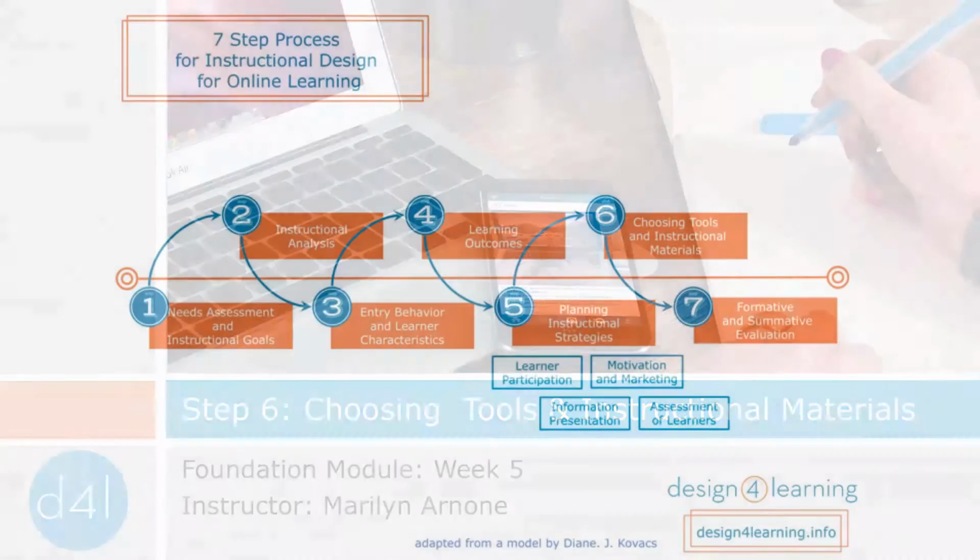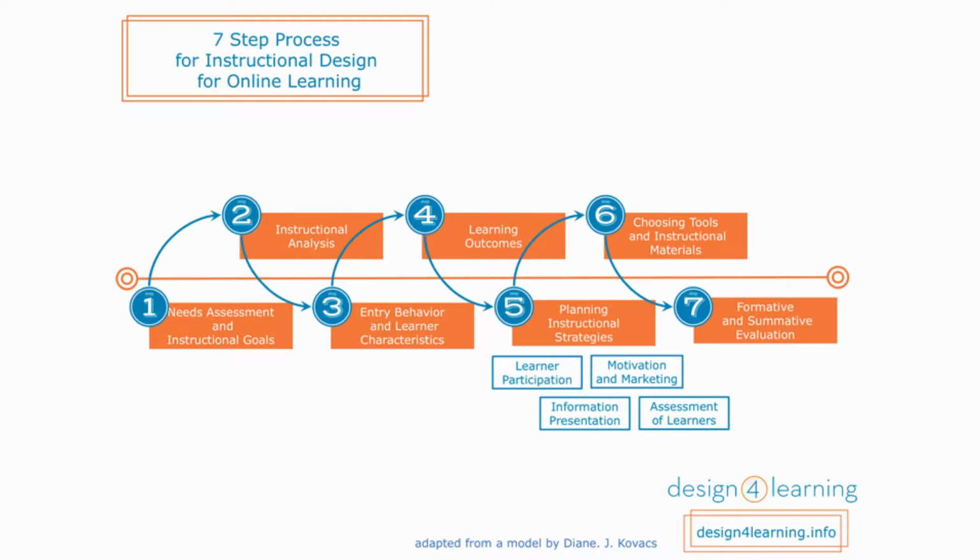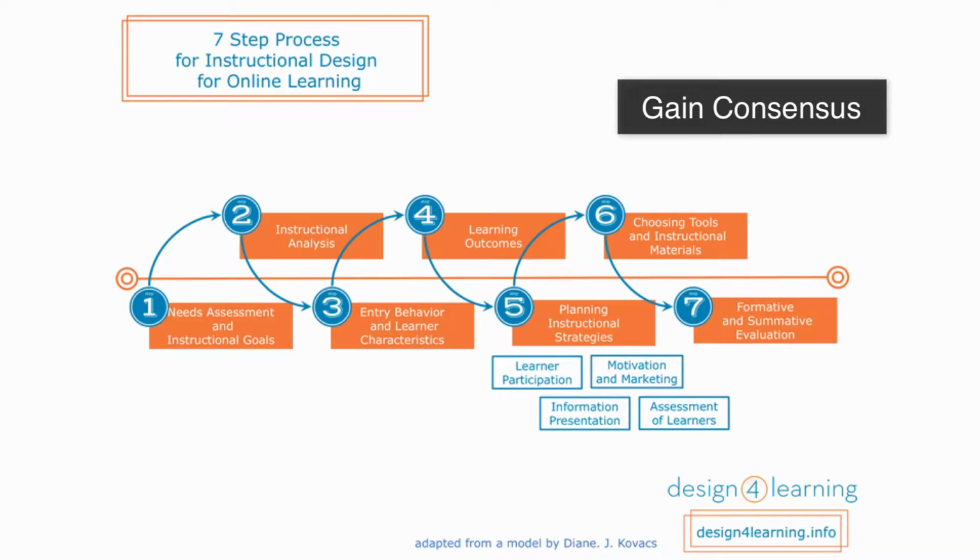In the 7-step process for instructional design for online learning, Step 6 involves choosing and most often actually developing instructional materials or learning objects. By this point, if there are others involved in the decision-making for your course or instruction, you may need to gain consensus on what you've planned to develop.